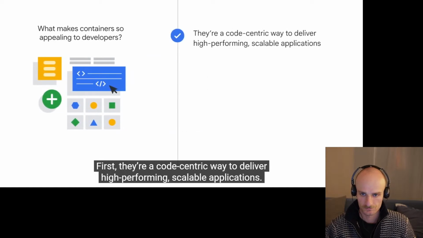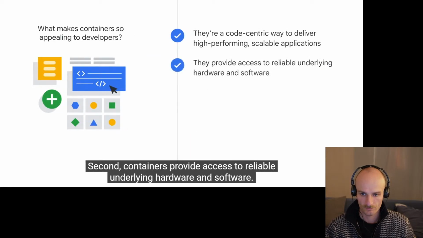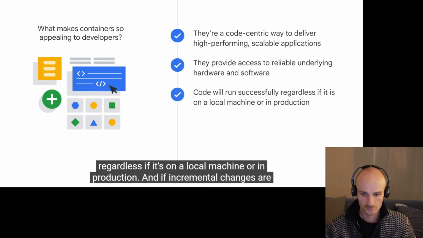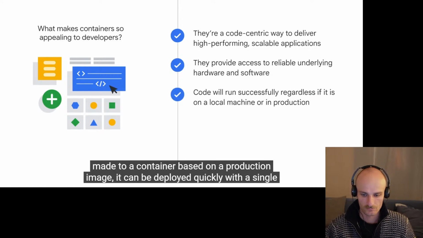First, they're a code-centric way to deliver high-performing, scalable applications. Second, containers provide access to reliable underlying hardware and software. With a Linux kernel base, developers can be confident that code will run successfully, regardless if it's on a local machine or in production. And if incremental changes are made to a container based on a production image, it can be deployed quickly with a single file copy.